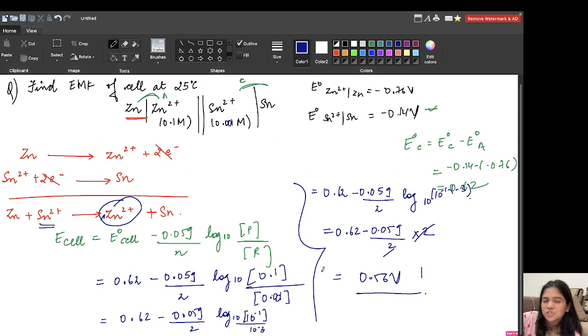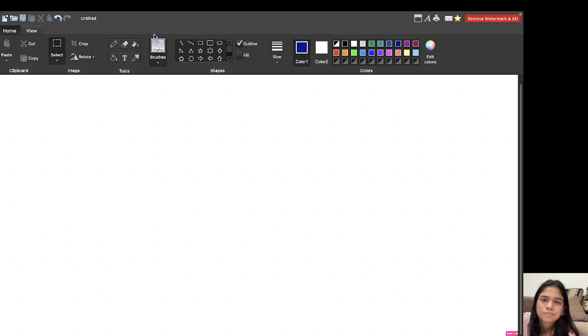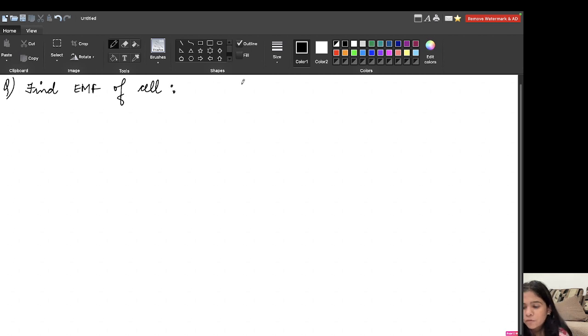Let's do a similar question in a twisted manner. The question tells us, find the EMF of the cell. The E of cell is 0.092 volt, and this is your cell given. Platinum, H2 1 bar.